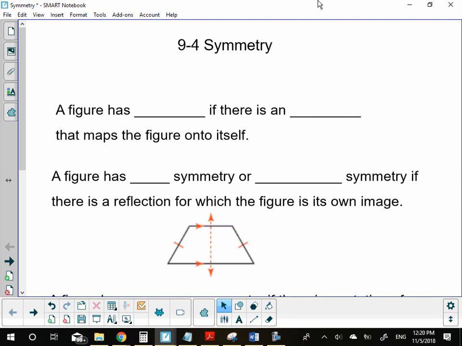I think the easy example is your face is usually fairly symmetrical. It might not be perfect, but it's close.